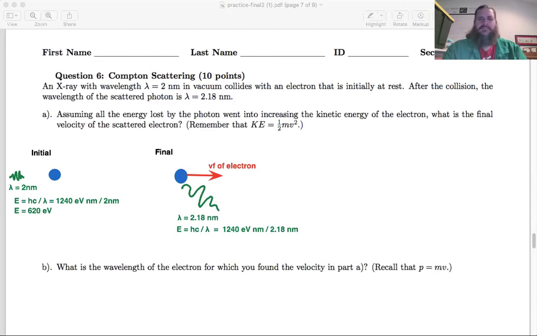Why do we have to do it separately? What if we did 2.18 minus 2 equals 0.18 as a delta lambda? Well, none of the formulas involve delta wavelength. There's no conservation of wavelength. What we care about is change in energy. If we actually wrote out the conservation of energy equation here, delta E total equals zero for the whole system. That would be change in energy of the photon plus change in kinetic energy of the electron equals zero. But what's the formula for energy of a photon?